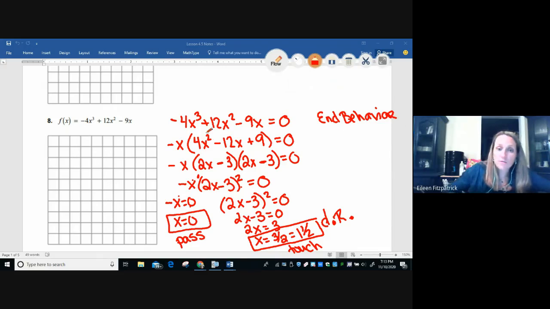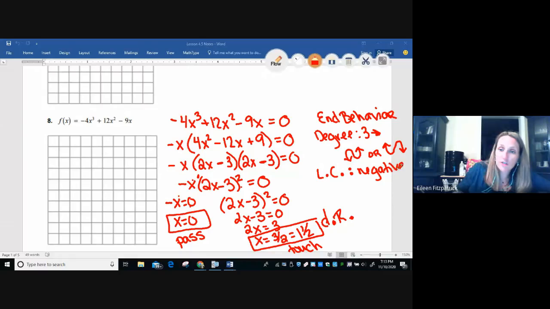So for this polynomial function, it's degree 3, which is going to be either one arm up, one arm down, or one arm down, one arm up. All right, the lead coefficient is a negative. So if the lead coefficient is negative, then it's going to take this shape here.